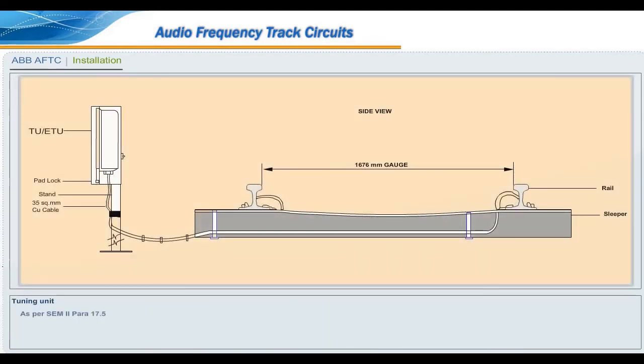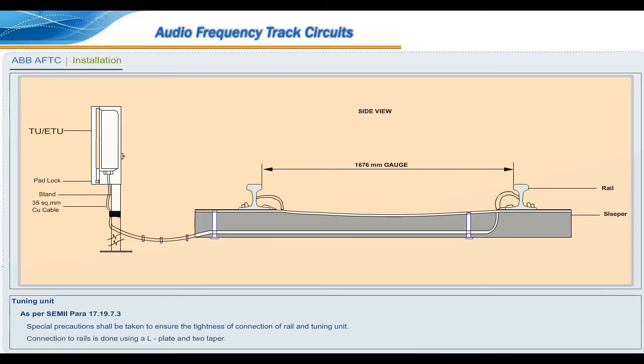Tuning unit. As per SEM 2 para 17.5, permanent way requirements of track circuits must be followed. The mounting of the tuning unit and end termination unit should be vertical. As per SEM 2 para 17.19.7.3, special precautions shall be taken to ensure the tightness of connection of rail and tuning unit.